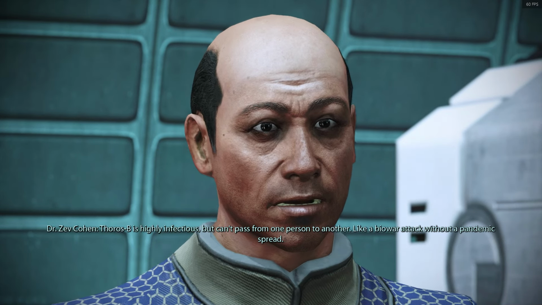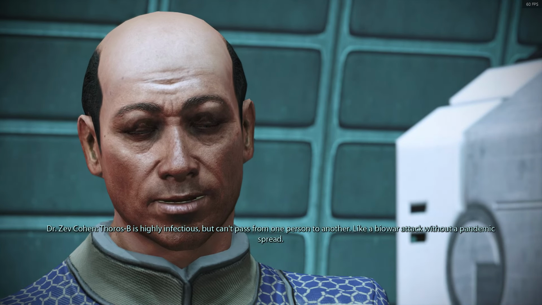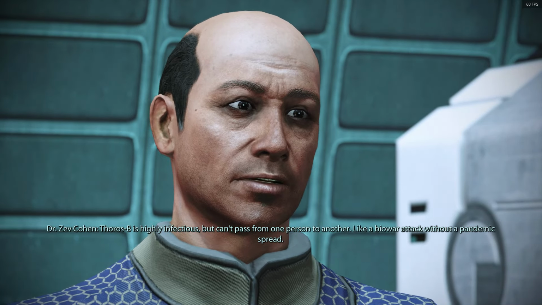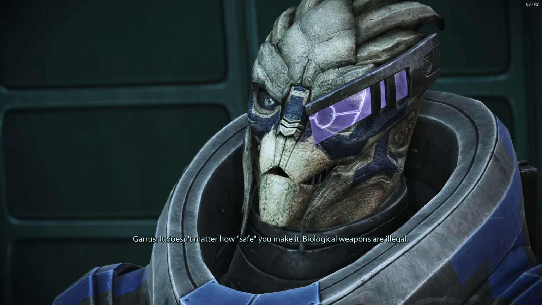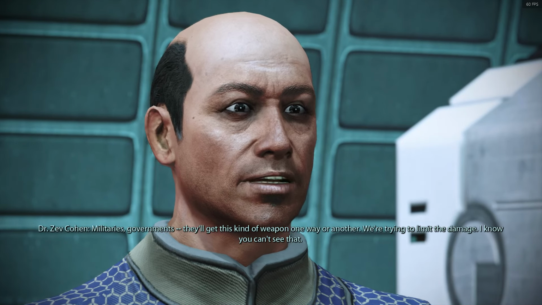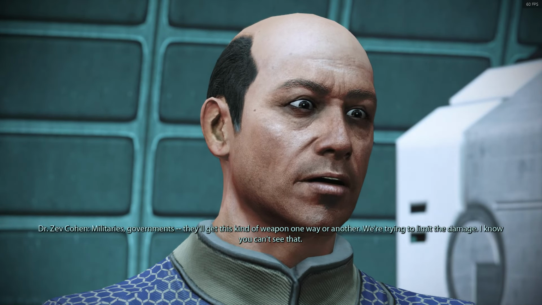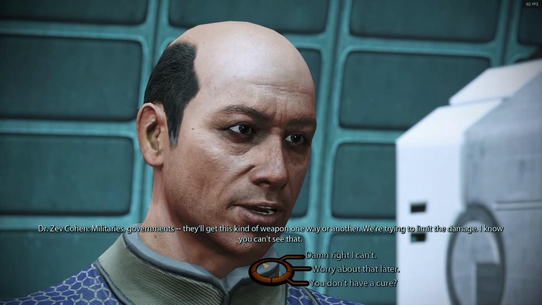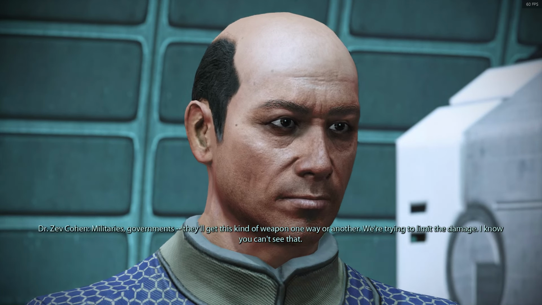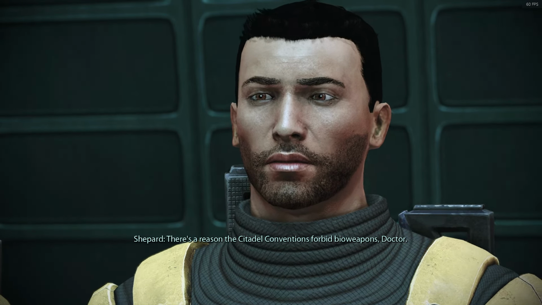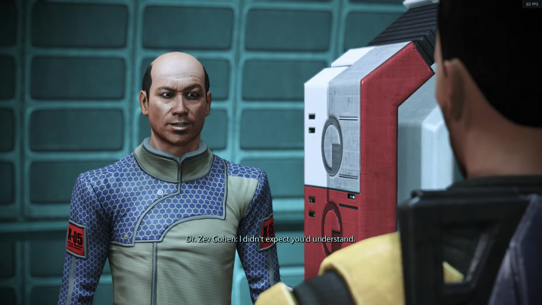Thoros B is highly infectious, but can't pass from one person to another, like a biowar attack without a pandemic spread. It doesn't matter how safe you make it. Biological weapons are illegal. Militaries, governments, they'll get this kind of weapon one way or another, and we're trying to limit the damage. I know you can't see that. There's a reason the Citadel conventions forbid bioweapons, Doctor. I didn't expect you'd understand.